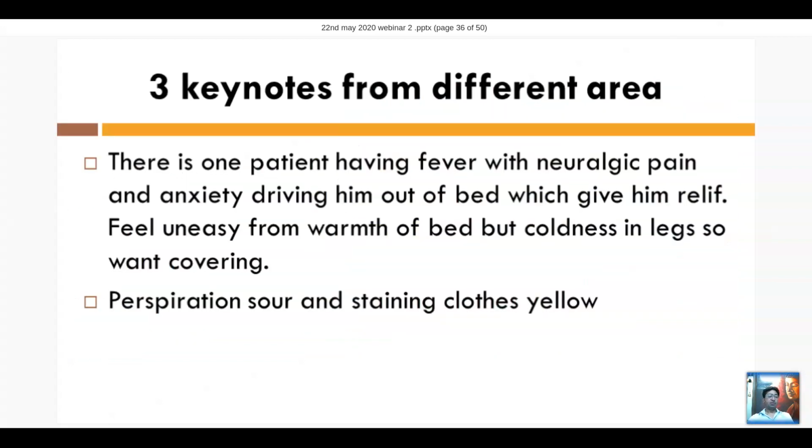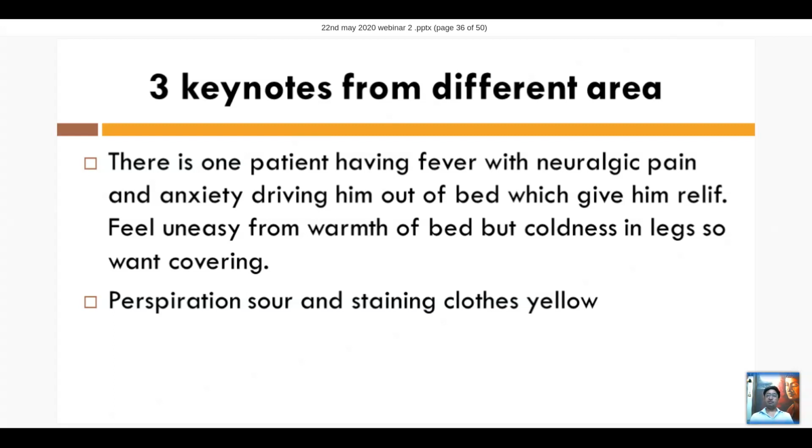Suppose in a case now we are not having any totality, right? Then we must see now what to do. The next thing is three keynotes from the different areas. Why different areas? Different areas means, for example, one keynote from the mental sphere, one keynote from the GIT, or one keynote from the extremities. It can be anything. So here I'm giving you one example.